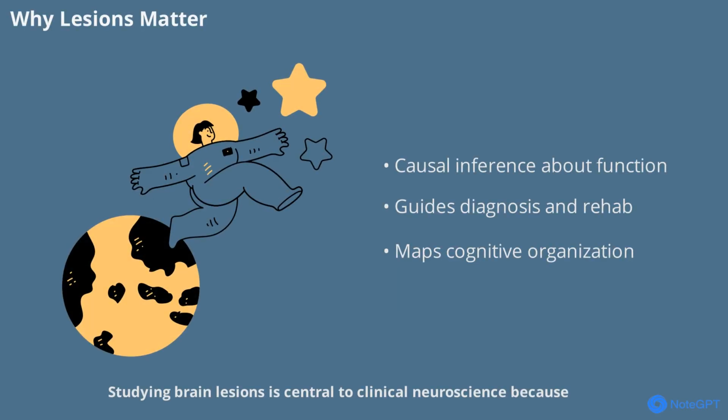Studying brain lesions is central to clinical neuroscience because they allow us to make causal inferences about brain-behavior relationships. If damage to a specific brain region consistently leads to a particular impairment, it suggests that region is necessary for that function. This approach helps us understand not just where things go wrong, but why. Lesion studies bridge clinical neuropsychology, which focuses on diagnosing and treating deficits, and cognitive neuropsychology, which uses patterns of impairment to map out how cognitive functions are organized in the brain.